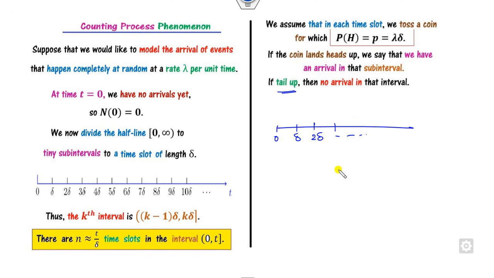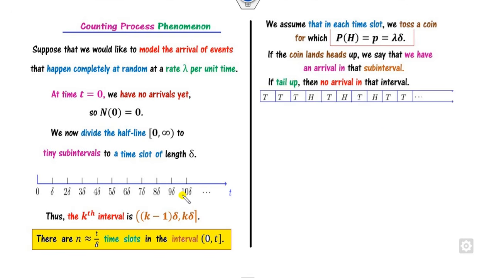Let's say I first toss the coin and a tail appears. So it means there is no arrival. The second time, again assume a tail appears, so again there is no arrival, and so on. So what is the meaning of that? The first arrival is occurring at this interval. This is my first arrival. This is my second arrival, and so on. So the first arrival is occurring after the time t1. The second arrival is occurring at the time t2, and so on.